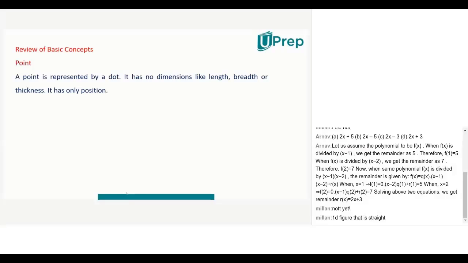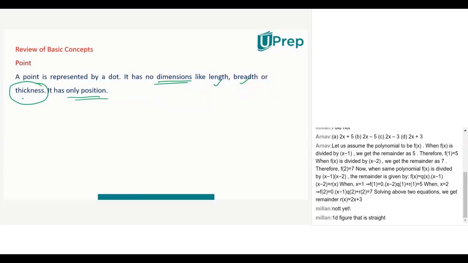A point. A point is represented by a dot and it has no dimensions. What do you mean by no dimensions? It doesn't have any length. It doesn't have any breadth. For you to understand, we use the word thickness, but otherwise thickness is not a mathematical word. Length, breadth. It only has a position.